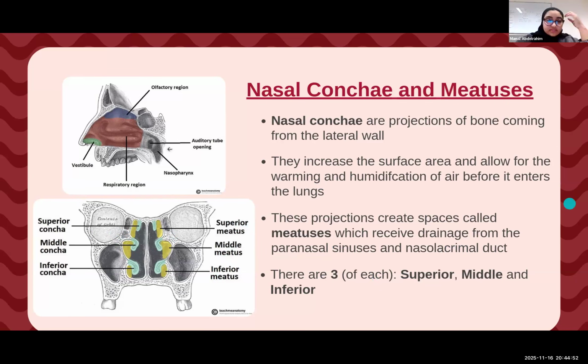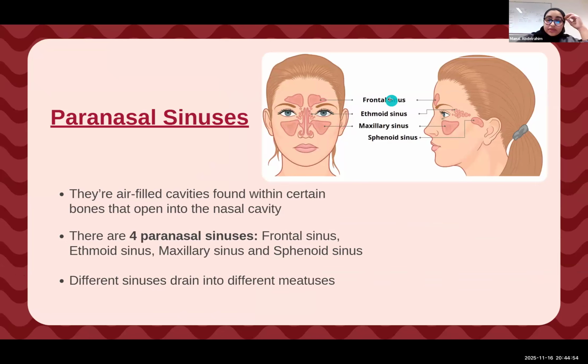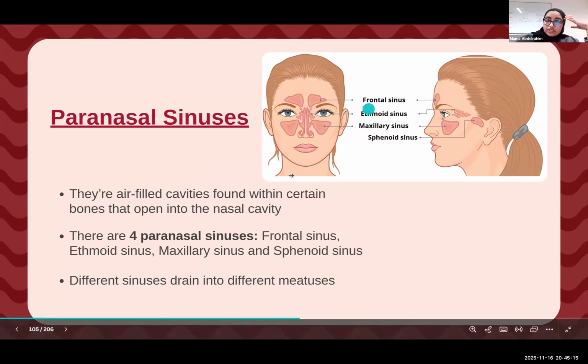Okay, paranasal sinuses, we have four main ones. These are basically air-filled cavities, and they're found within certain bones that open into the nasal cavity. And they're named according to the bone that they're found in. So we have the frontal sinus, which is in the frontal bone. We have the ethmoid sinus, ethmoid bone, maxillary sinus, maxillary bone, sphenoid sinus, sphenoid bone. And these sinuses are going to drain into different meatuses.